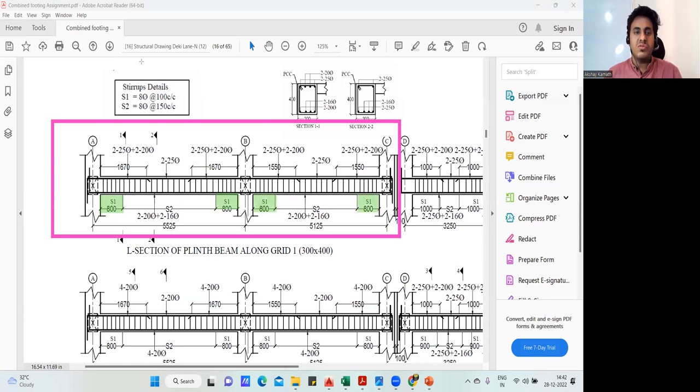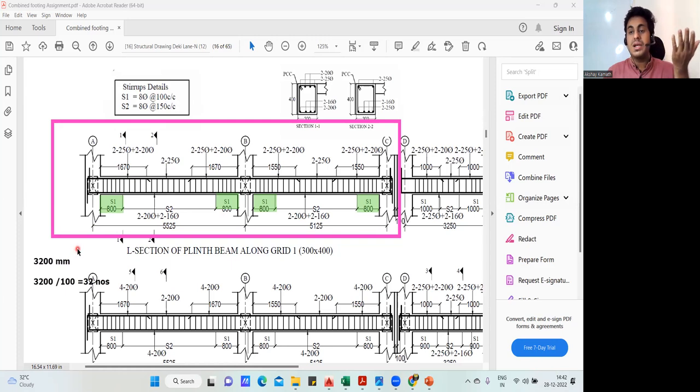So can you find the length of this? Obviously you can find: 800 plus 800 plus 800 plus 800. So 4 times 8 are 32. So it will be 3200 mm. Fine, so I got the total length of that. And it is mentioned what the center to center spacing is. The center to center spacing is 100 mm. So obviously 3200, if I divide it by the center to center spacing of 100, I'm going to get 32 number. So I need to provide 32 number of stirrups in this S1 zone. Okay, S1, S1, S1, S1. This much is understood.